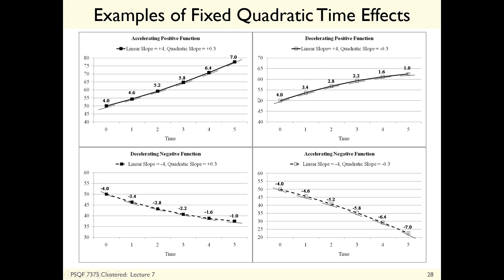The same thing in opposite direction happens in the bottom left square. I have a linear rate of change that's negative that slows down due to a positive quadratic. And then another case of acceleration in the last square on the bottom here on the right. A negative slope paired with a negative quadratic means accelerating negative decline. So these are pretty common.